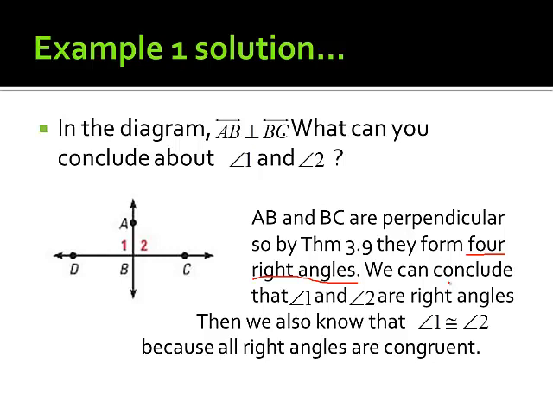If we know that they are right angles, we can also conclude that angle 1 is congruent to angle 2 because all right angles are congruent. That was proved in a previous module. So, we used, if two lines are perpendicular, they form four right angles, to show that angle 1 is congruent to angle 2.